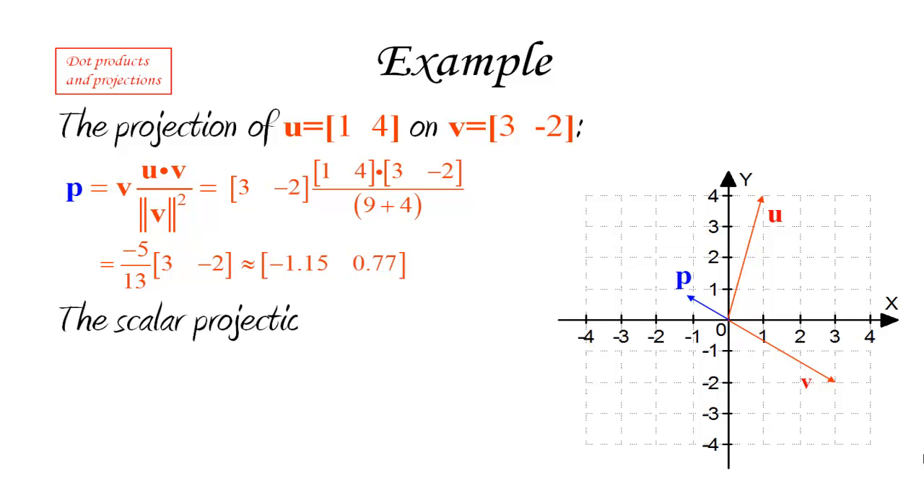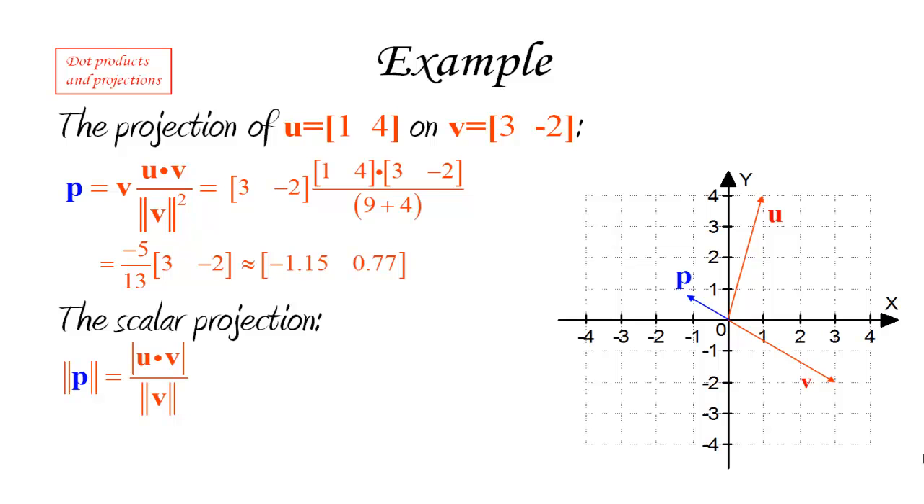How about the scalar projection? All we have to do is compute the length of this vector, and we could do it just from the answer that we got there. So just take the square root of -1.15 squared plus 0.77 squared, but we're going to do it from the actual formula that we've seen earlier.